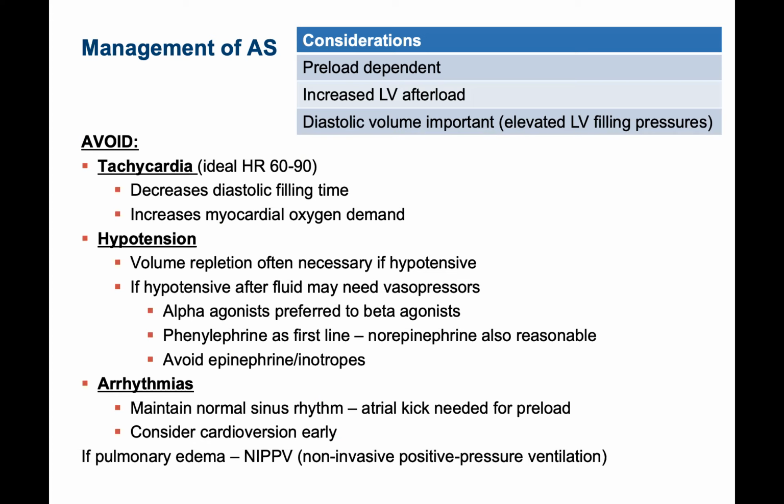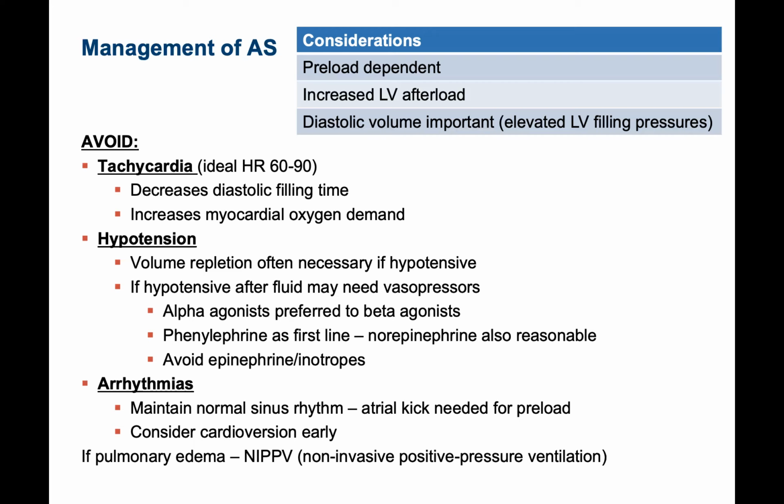If they're too tachycardic, we're going to decrease their diastolic filling time, and we're going to increase their myocardial oxygen demand. For hypotension, volume repletion is often necessary. If they're hypotensive after fluid, they may need vasopressors. Alpha agonists may be preferred to beta agonists. So phenylephrine often can be first line, but norepinephrine is also reasonable. But you're probably going to want to avoid epinephrine and more inotropic support in these patients when they're hypotensive.